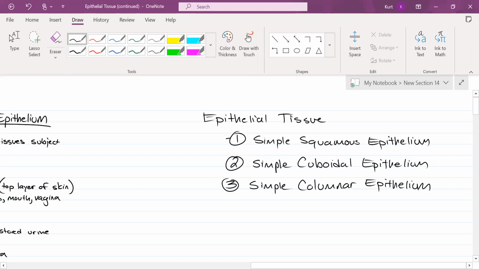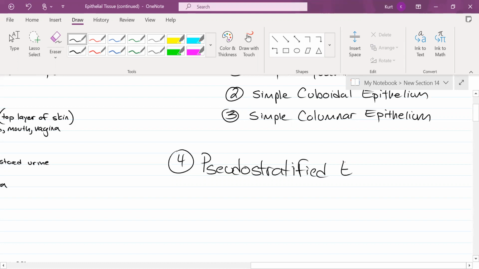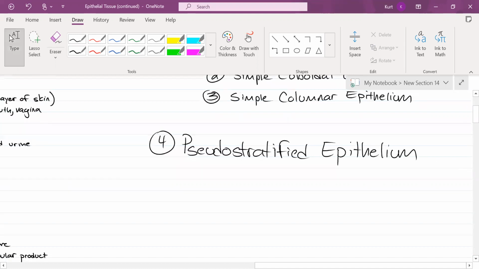So today we're going to get into pseudo-stratified epithelium, stratified squamous epithelium, and transitional epithelium. So let's go and get into it. Number 4, pseudo-stratified epithelium. Eva, do you recall what the prefix pseudo means? It means fake or false.